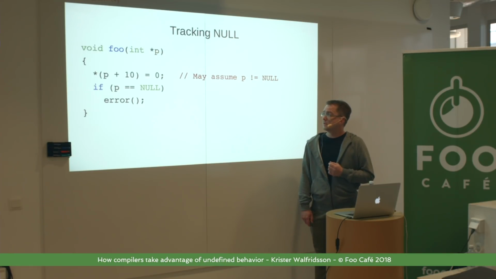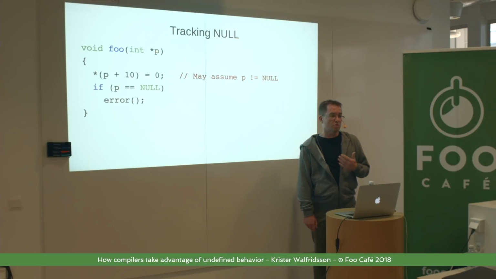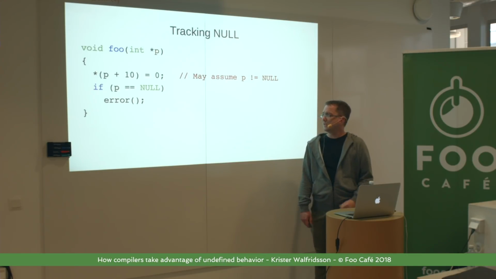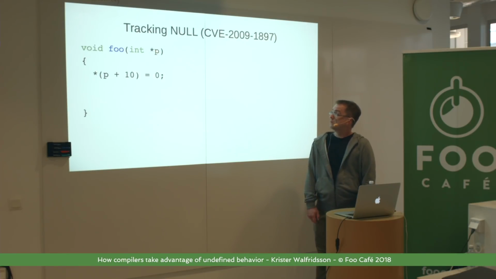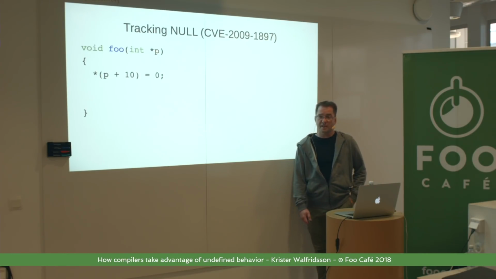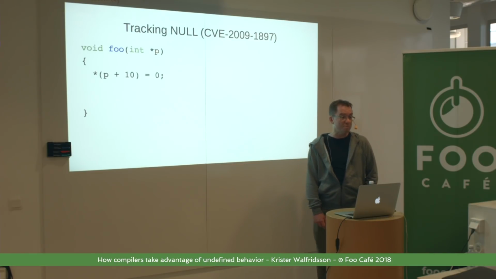And if you want to look at it in an intuitive way, you can say that if P is null, then it will have crashed here. So therefore, we can optimize away this anyway. So that seems like a nice and safe thing to do. But there was quite a lot written about this 10 years ago, when this caused arbitrary access to the Linux kernel.